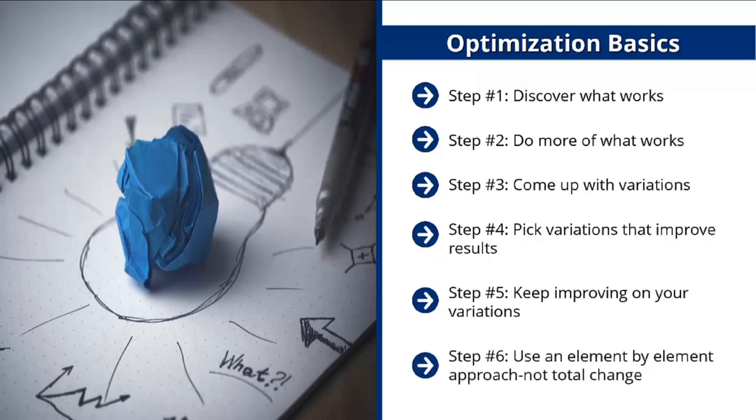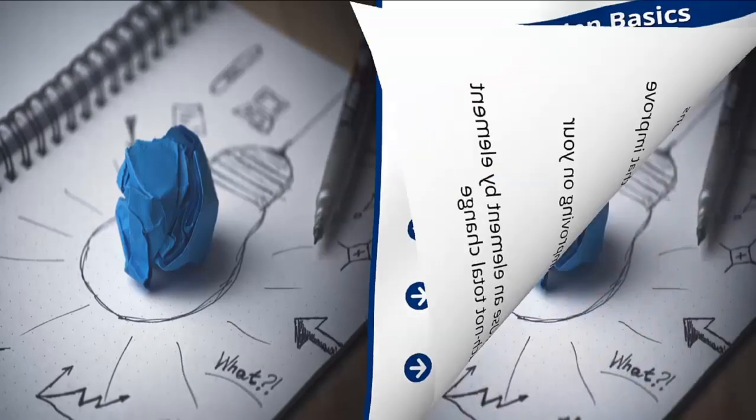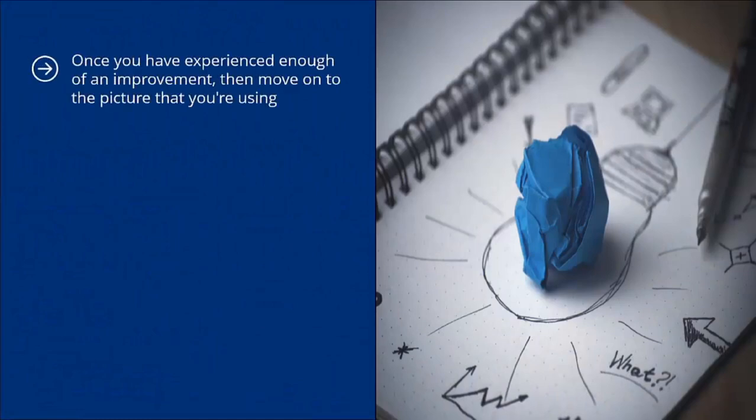Step number 6, use an element-by-element approach, not total change. When making variations, vary one element at a time. For example, if you're buying traffic using ads on Facebook, don't just swap out the ad totally. Start with changing the headline. Once you have experienced enough of an improvement, then move on to the picture that you're using. Then after that, change the summary link or the description.